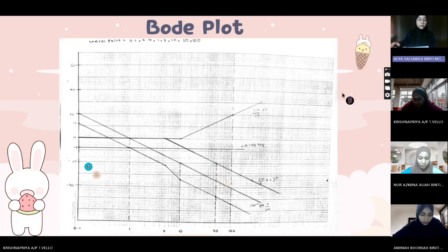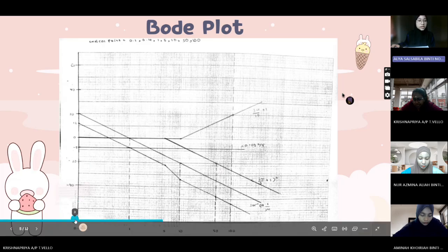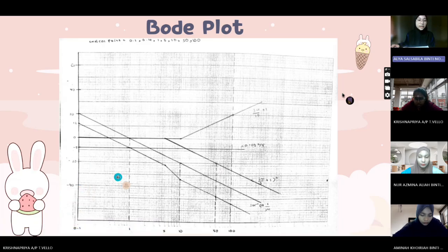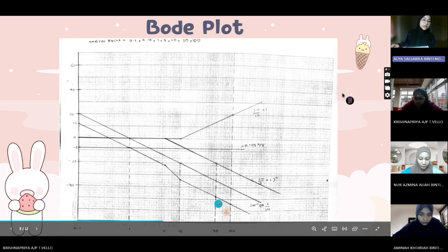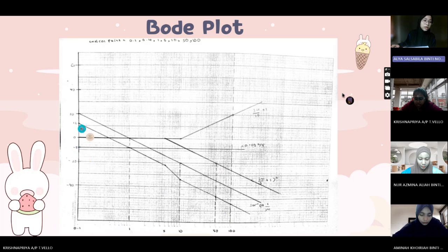For critical points, we need to plot the graph at 0, 0.1, 1, 5, 10, and 15. To start, we're going to start at 0.1. So at 0.1, we have the line that crosses with 0.1, 20, and negative 8. So multiply these two and we will get 12. So we need to plot here 12 and then move to 1 radian per second.